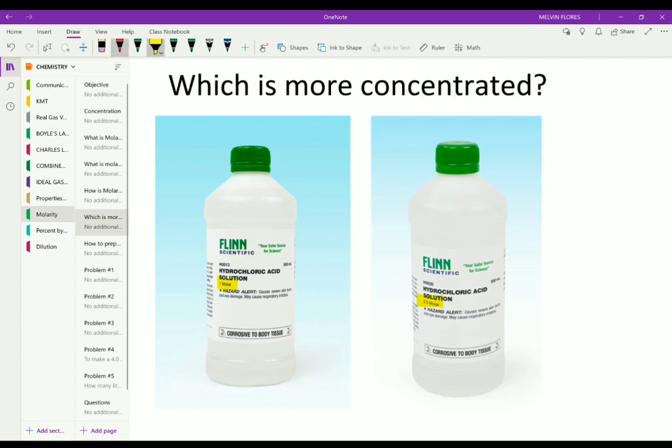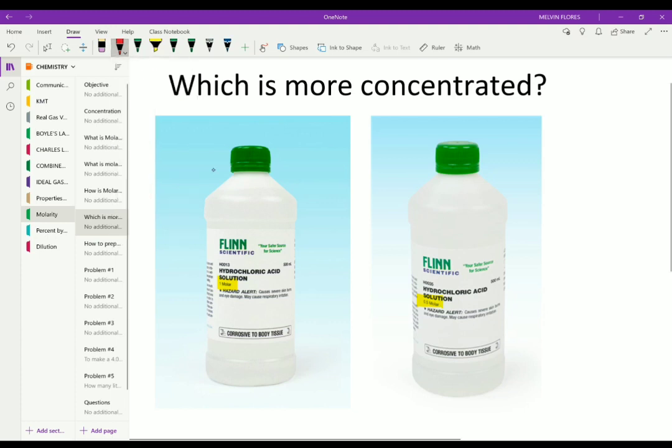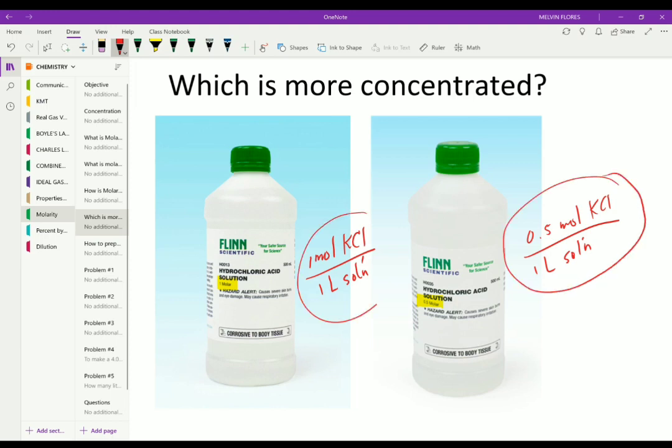mole. So let's say this one right here. This means we have 1 mole KCl per 1 liter of that solution. Okay, and then in here we have 0.5 mole of KCl per 1 liter of solution. For every liter of solution, we have 0.5 mole of KCl, and for every liter of solution, we have 1 mole of KCl. So, of course, the 1 molar is more concentrated between the two solutions.